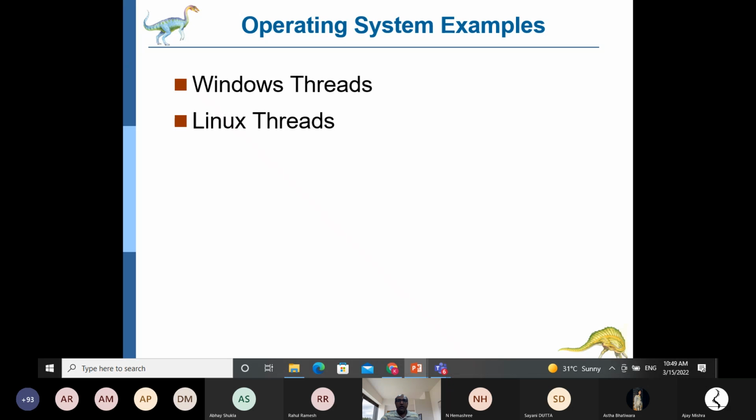Then coming to the examples that support threads, like Windows and Linux threads, we don't go into the details.